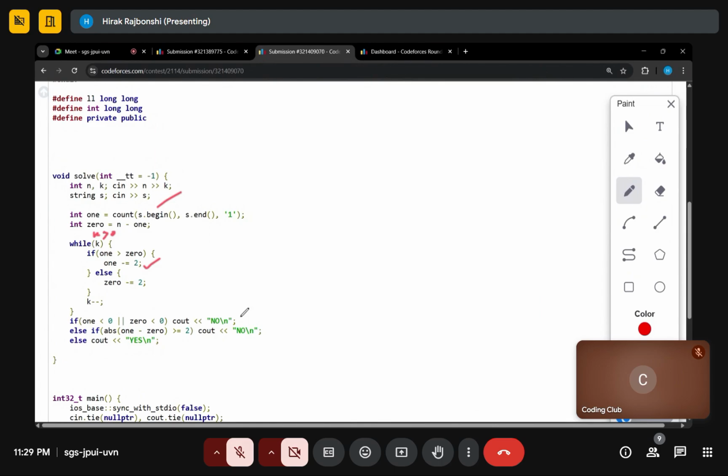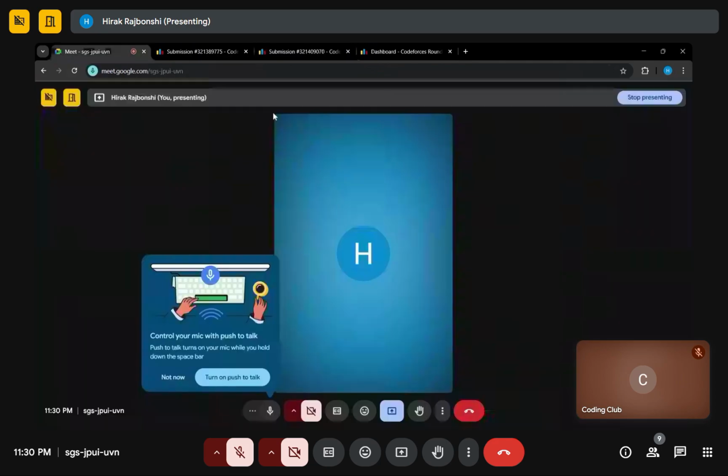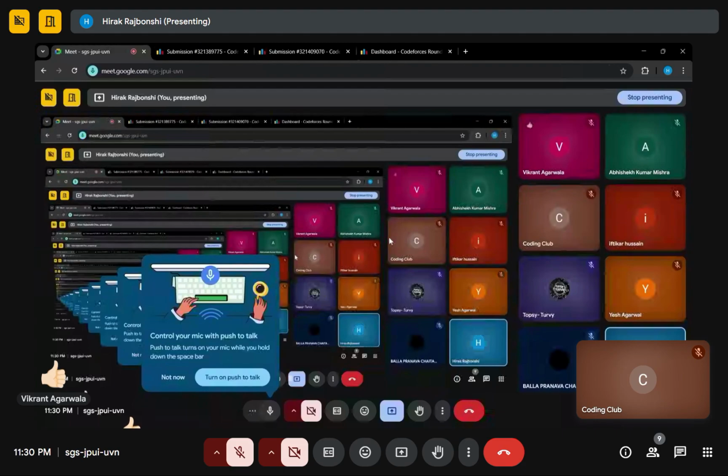If the frequency of any of the remaining numbers is negative, then the answer will be no. Or if the absolute difference between the remaining numbers is greater than or equal to 2, then again the answer will be no, otherwise yes. So this is also a simple kind of brute force solution. Is this clear, or does anyone have any doubt? Okay, then Abhishek will discuss C.